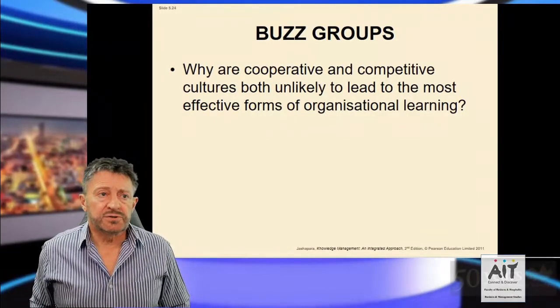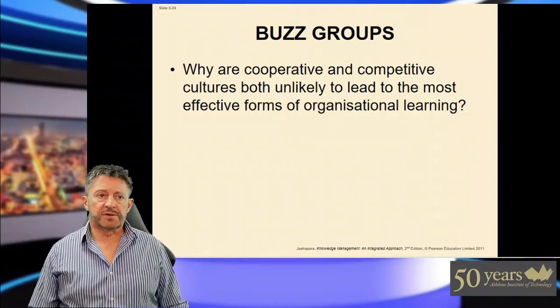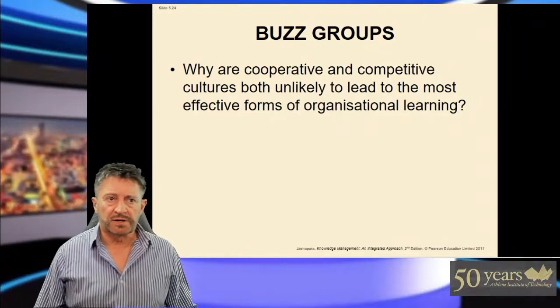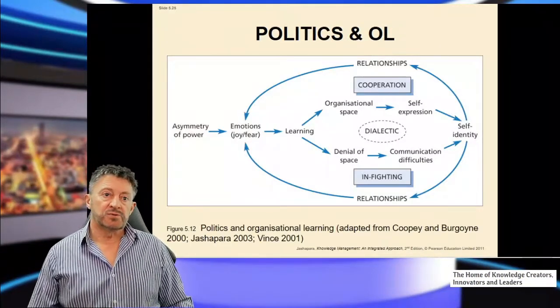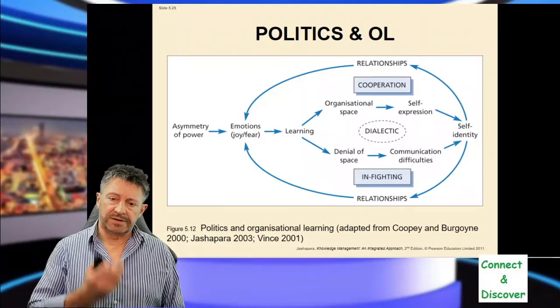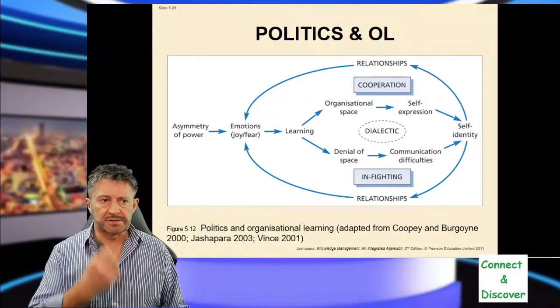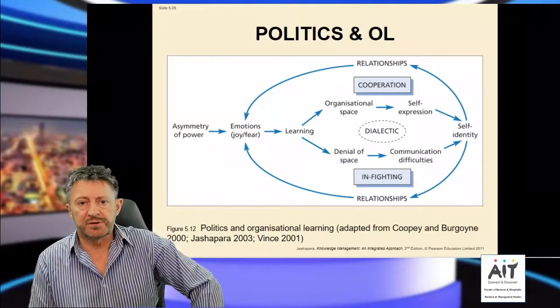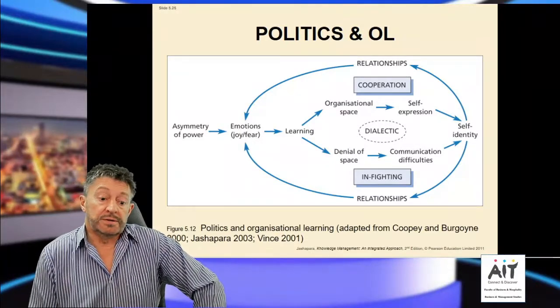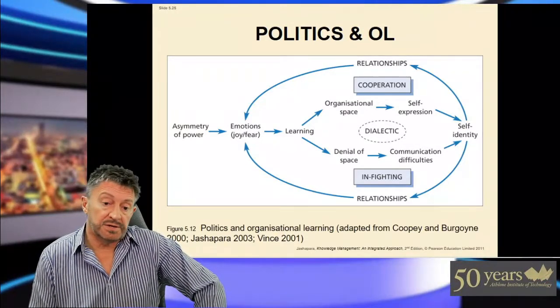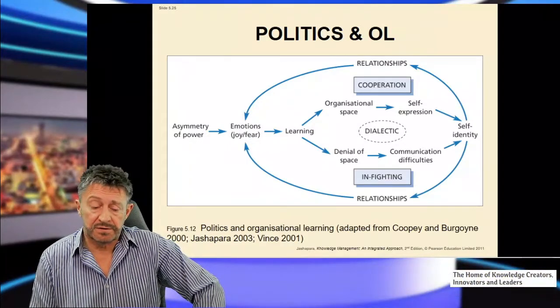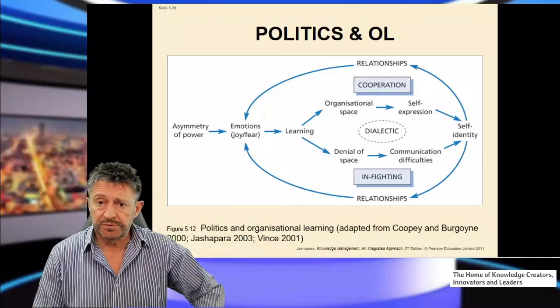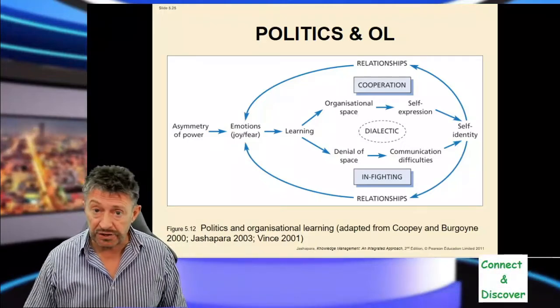So we're coming up then to buzz groups. Why are cooperative and competitive cultures both unlikely to lead to the most effective forms of organizational learning? So cooperation and infighting, this is essentially the politics inside an organization. So asymmetry of power: senior managers or middle managers can hold information, they can prevent information from being distributed around the organization because they may feel threatened by it.